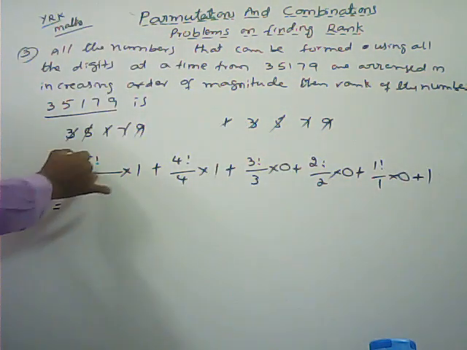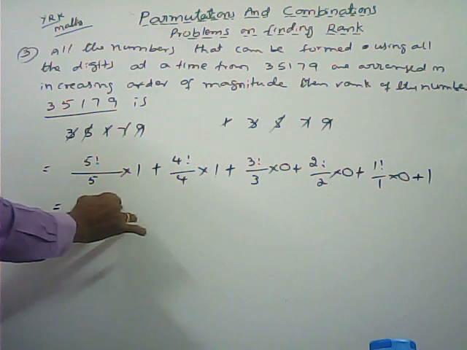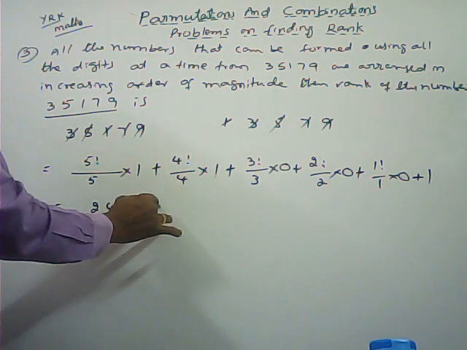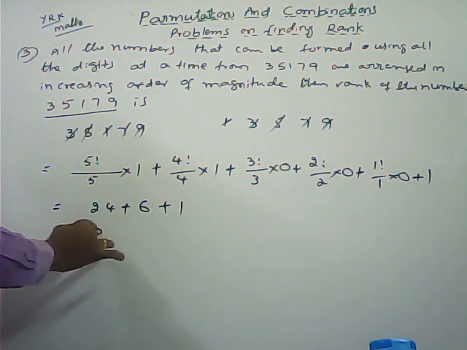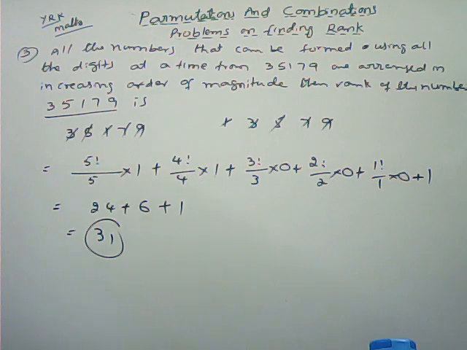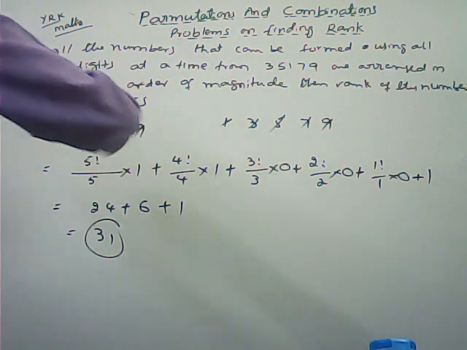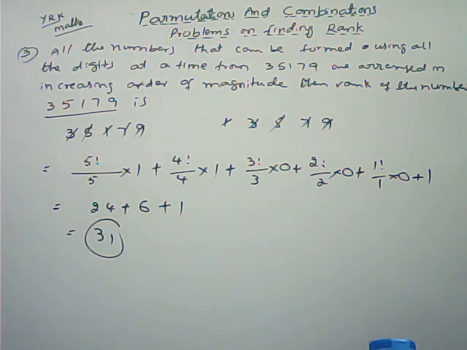Now this is 4 factorial, that is 24, plus 6 this one, plus 1. So here how much are we getting? What is the position of 35179? If I write all these by using all these digits, and if I write in increasing order, the position of that number 35179 is 31.